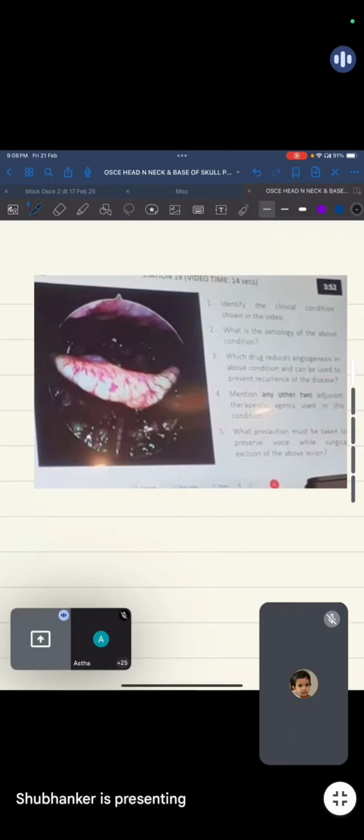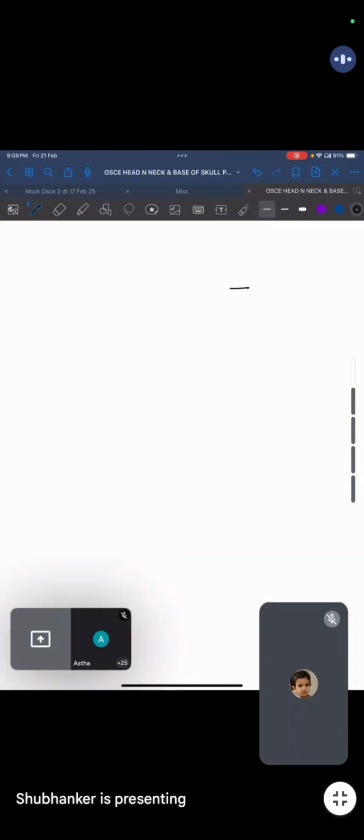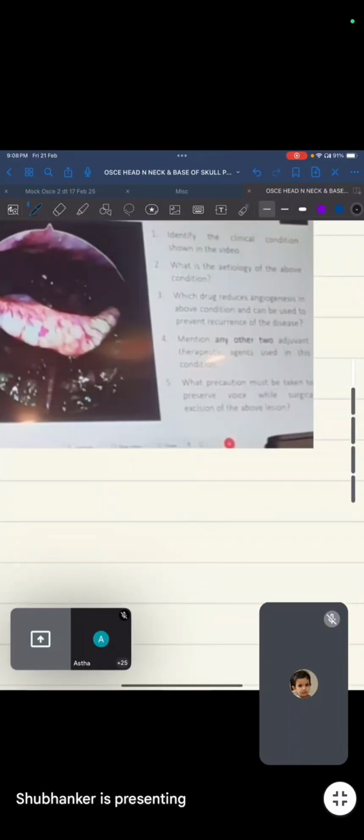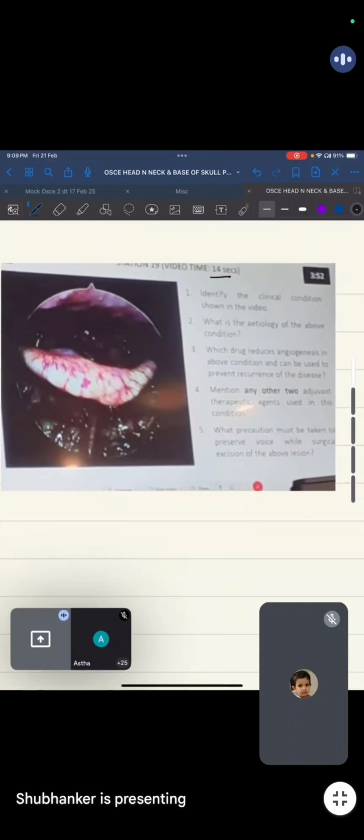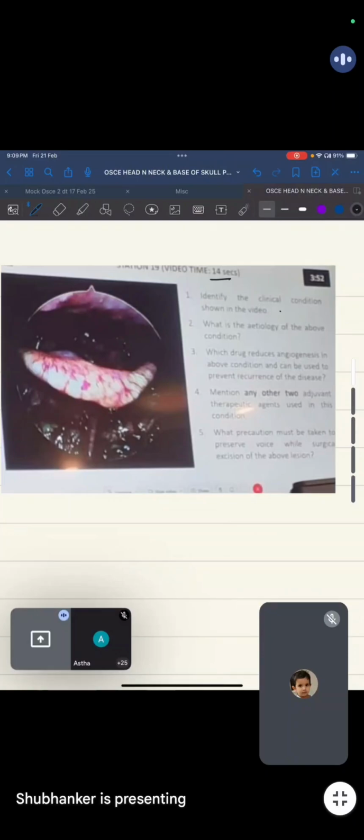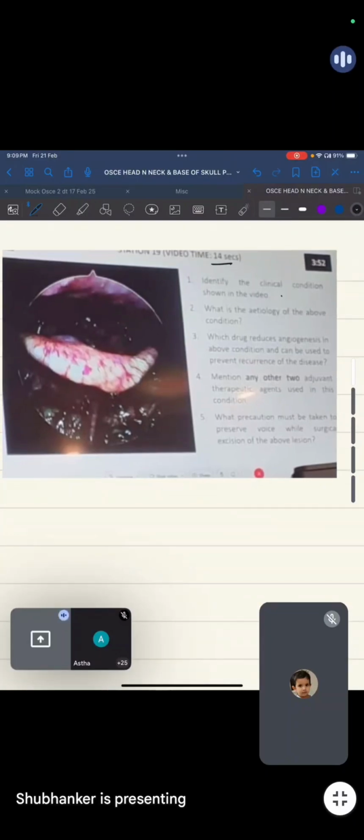Coming to the next part, they are showing you a video of 14 seconds. This is basically a screenshot of it. Identify the clinical condition in the video. What is the etiology? Which drug reduces angiogenesis and prevents recurrence? Then they are asking for any other two adjuvant therapeutic agents for the condition, and what precaution must be taken to preserve voice during surgical excision of the lesion.